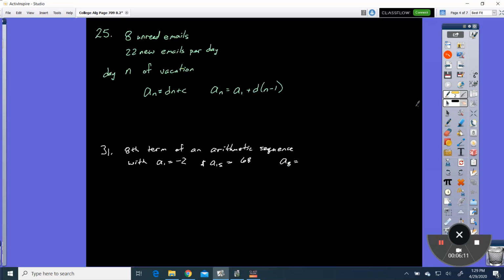Okay, question number 25. It says somebody has 8 unread emails and they're going to go on vacation. Each day they get 22 new emails. That's like the D. This is like the day that they first start. Come up with the equation for this.